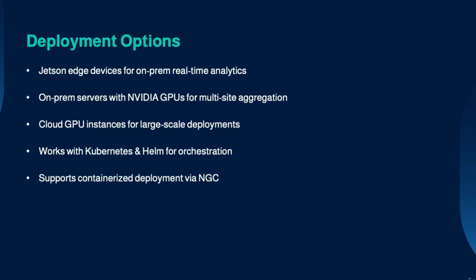You can deploy DeepStream in several ways. On Jetson devices like the Orin or Xavier for edge AI processing, on GPU-powered servers for aggregating multiple sites, or in the cloud for massive scalability. For DevOps integration, DeepStream supports Kubernetes and Helm charts, and the official containers are available on the NGC registry. This means you can build once and deploy anywhere, edge, on-prem, or cloud.